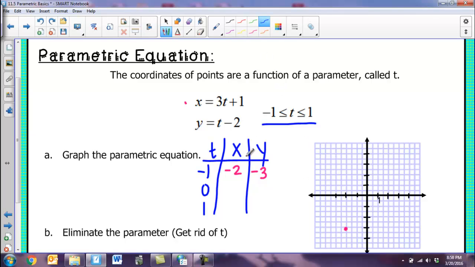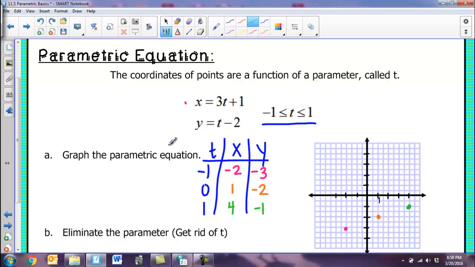And I just continue to do that along the whole chart. So I'd plug in 0, so I'd have 1, and then plug in 0, -2. So my next point would be at (1, -2). And then for my final point, I plug in 1, I'd get 3 times 1 is 3 plus 1 is 4. And then 1 minus 2 is -1. So then I'd have (4, -1). Then I'm going to connect the dots. And that's definitely not 4 that I just plotted either. I thought I was making this easier for myself, and I made it harder.